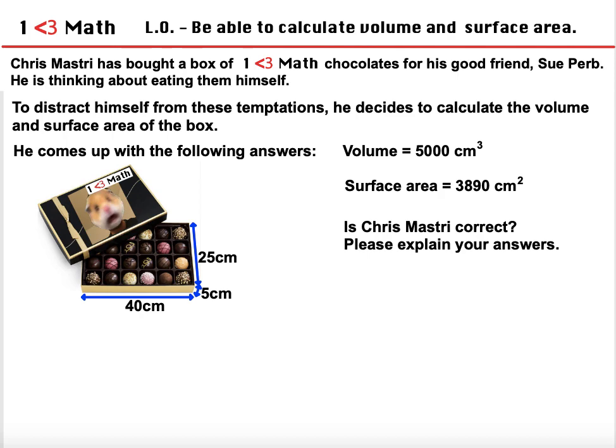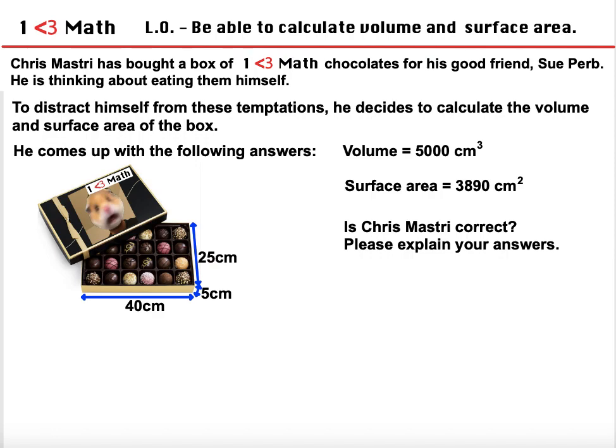So we're going to look at volume first. Now the good news is Chris Mastri has got the correct units because it's going to be centimeters cubed. Equally for surface area, centimeters squared for area, they are the correct units. So that's an instant success for Chris.